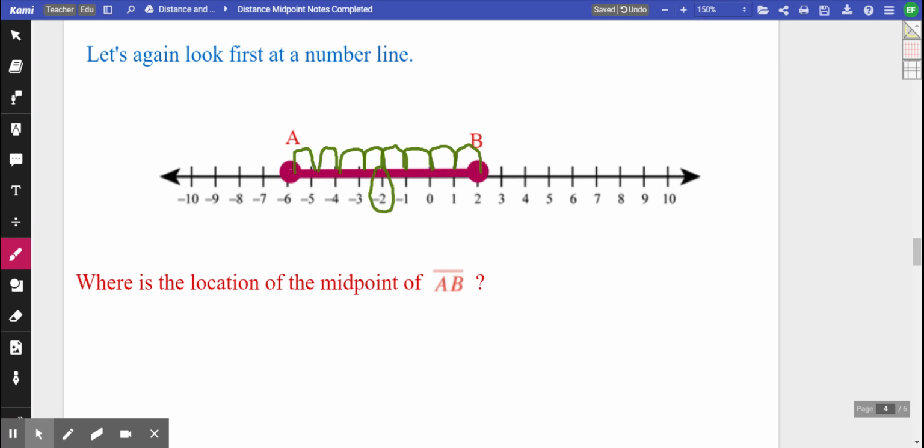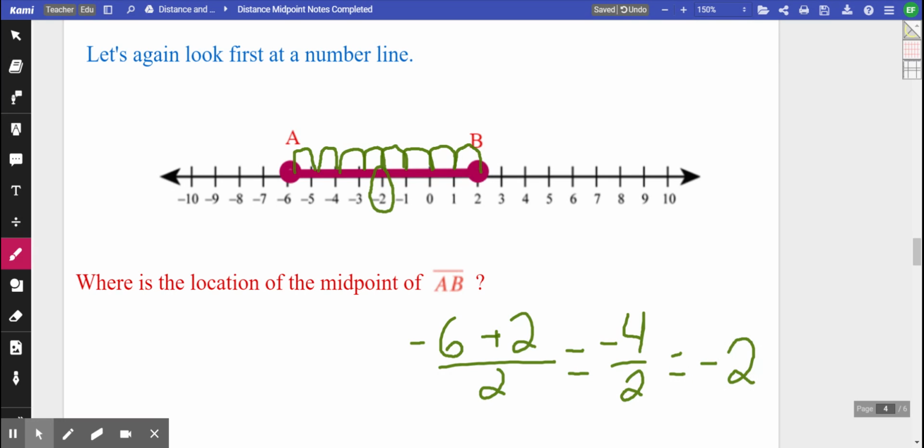So if we're going to do this more mathematically, we want to figure out the middle. We also call that the average of two numbers. In order to figure out an average, we add up our 2 points, so we add -6 and 2, and we divide that by 2. To find an average, you add up your 2 values and divide by 2, in this case because we have 2 values. If we add that together, we end up with -4 over 2, which leads us to the conclusion of -2, which is what we got before with our bunny hops, as the location of our midpoint for this segment.